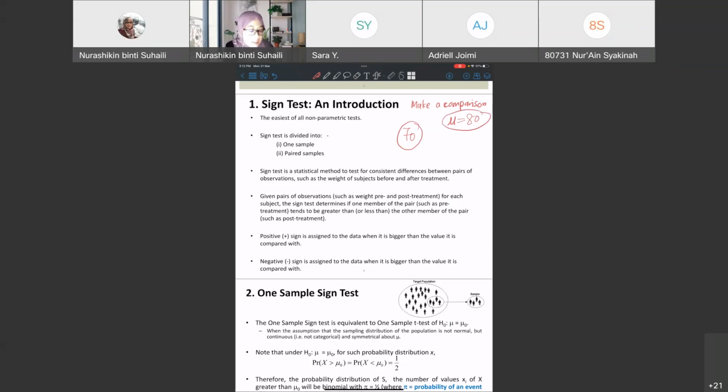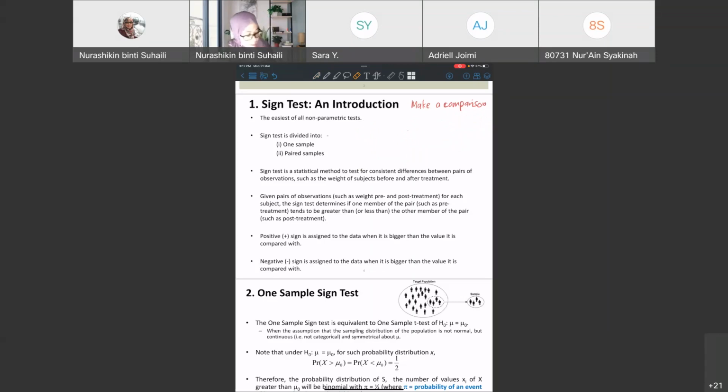You don't have to care about the magnitude. You just say, okay, 70 against 80 is less. Maybe another person got 90 against 80; this one is plus. So we're just talking about the sign. That's why it's called Sine Test. Now let's go through it first. Later you will see what all these sign things mean.